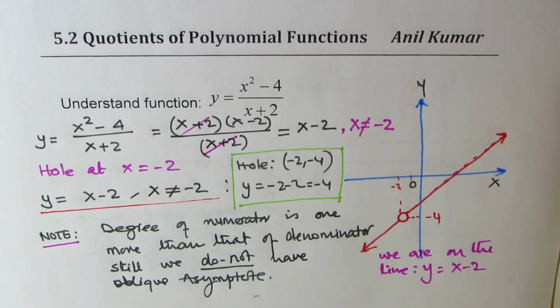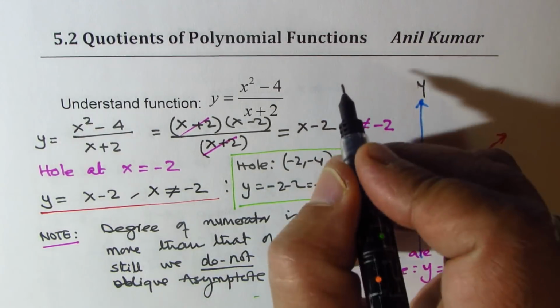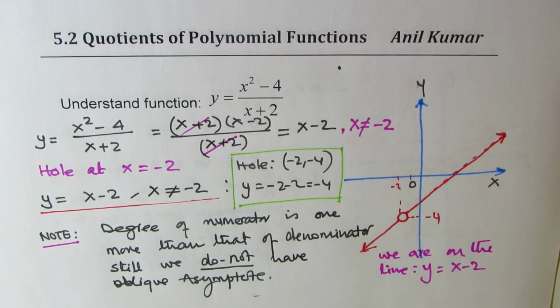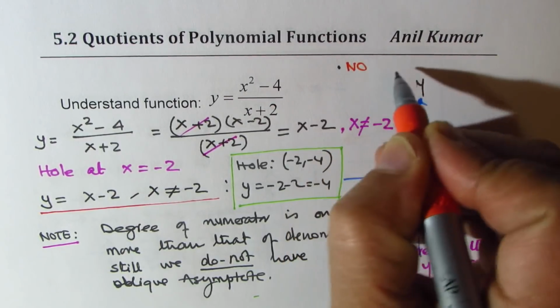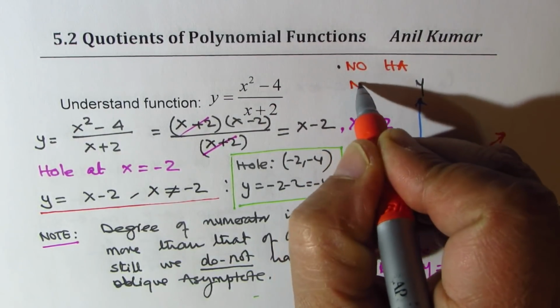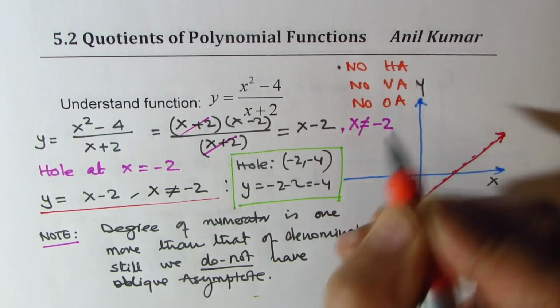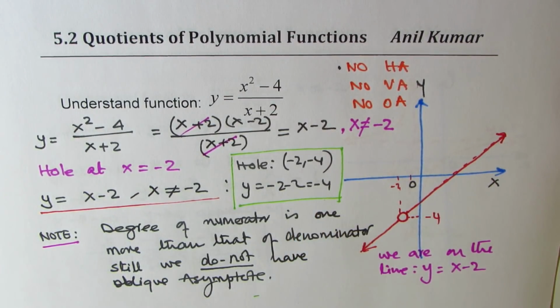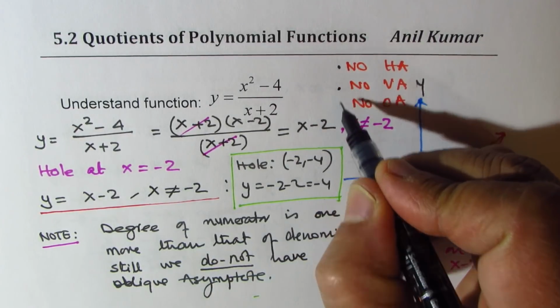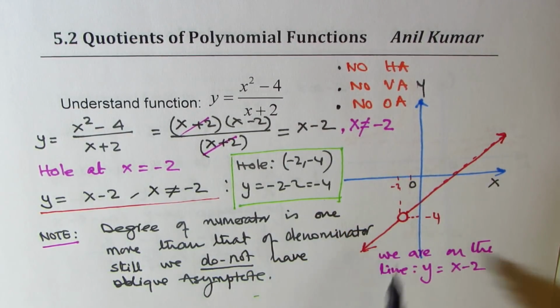Do you understand? What you also note here is that we do not have any horizontal asymptote, right? So in this case, no horizontal asymptote, no vertical asymptote, and no oblique asymptote. Does it make sense to you? So this is a very important example where none of these three asymptotes are there, but there is a hole, right? That is what you should take from this question, correct?